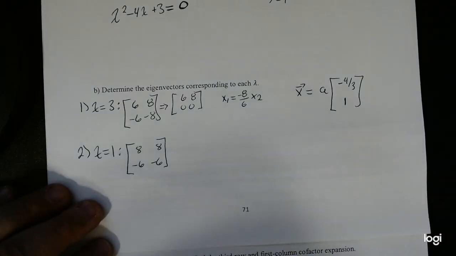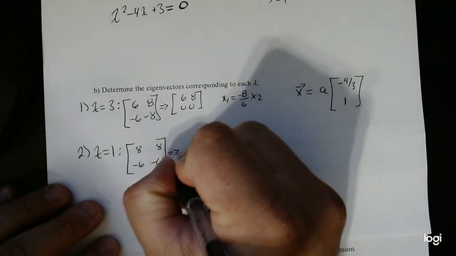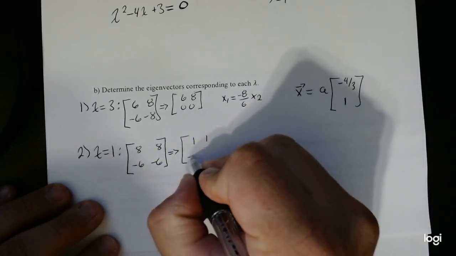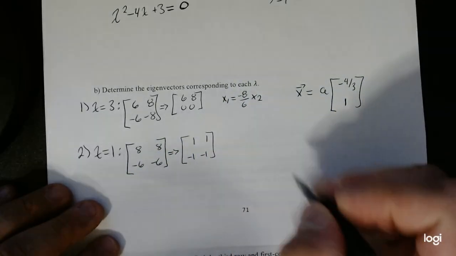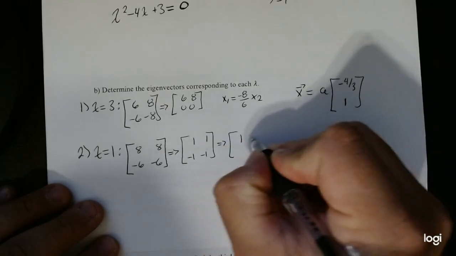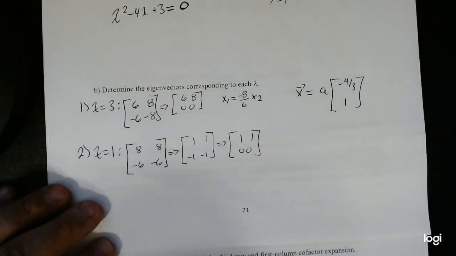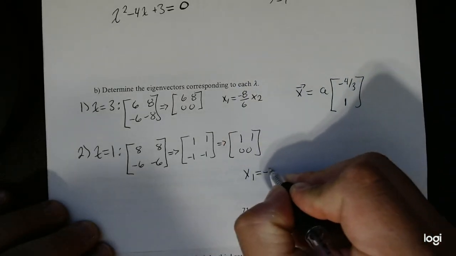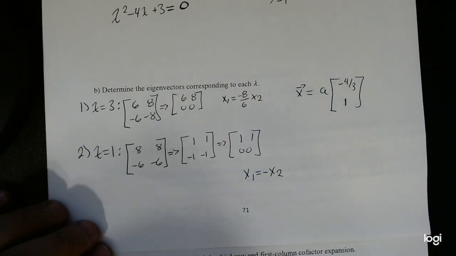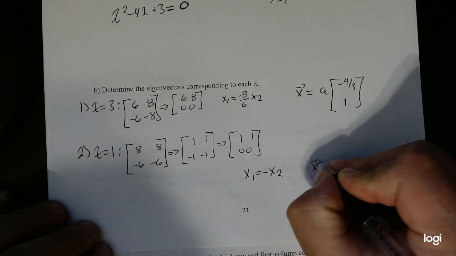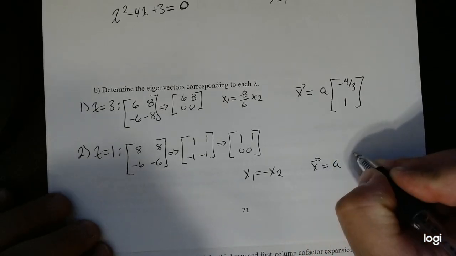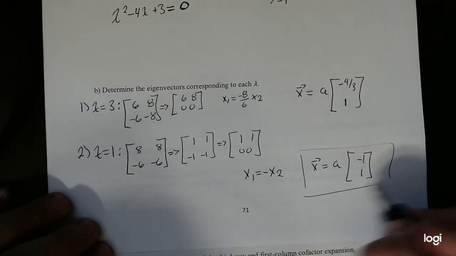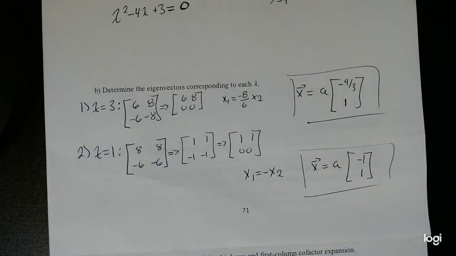And again, this may not look overly simple, but it actually is. Divide everything by 8. Divide everything by 6. And notice they actually cancel away once you add them. So this time x1 is equal to negative x2. So therefore our eigenvector is of this form. There you go. There we go.